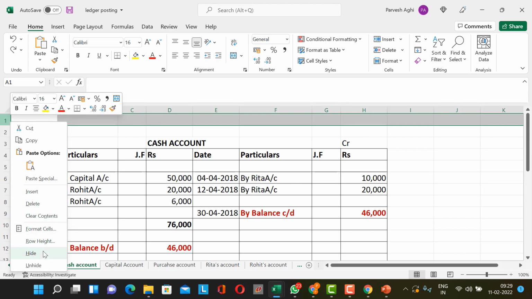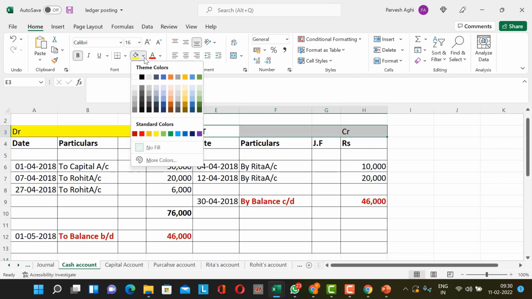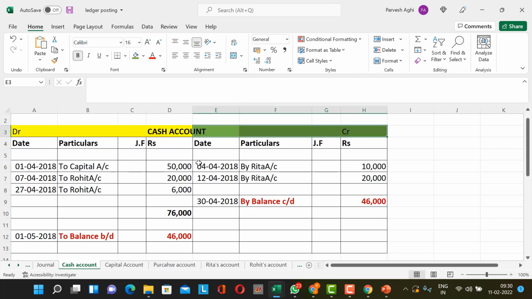Okay. So this is the debit side, from this place to this place, it's all debit. So I'm putting a marker here, okay? And this is basically the credit side, okay? Fine. So I'm just putting it by a different name. Fine. So this is the cash account.